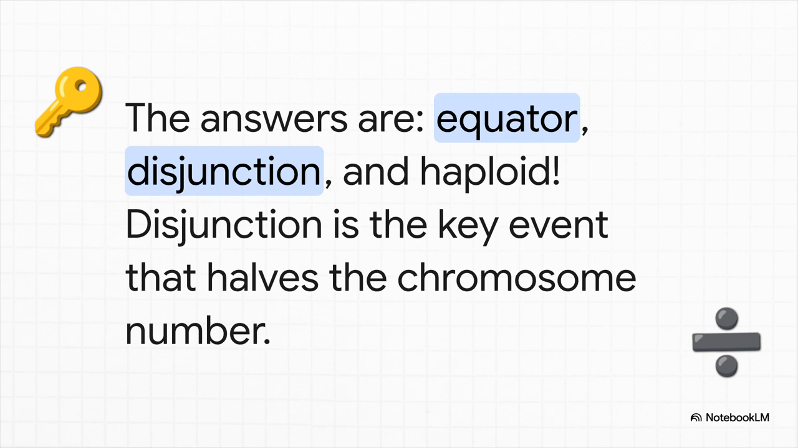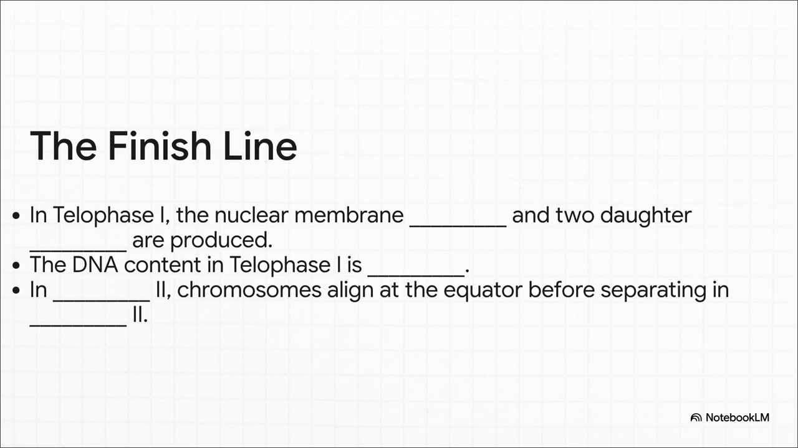That process, disjunction, is the secret sauce of meiosis I. Instead of splitting a chromosome in half, it separates entire pairs of chromosomes, which is how it cuts the total number in half. We're so close to the finish line. Let's wrap this up. What happens at the very end of meiosis I, and then what happens in meiosis II?